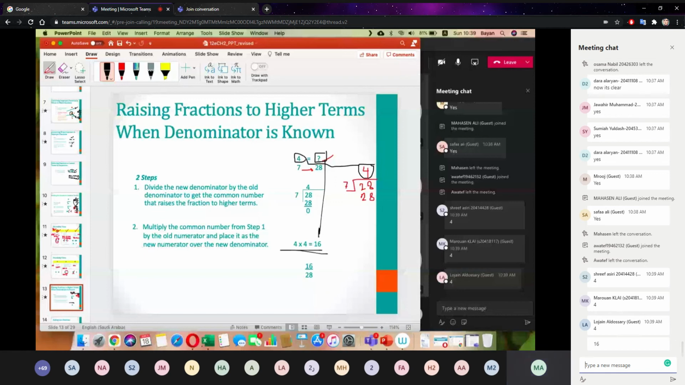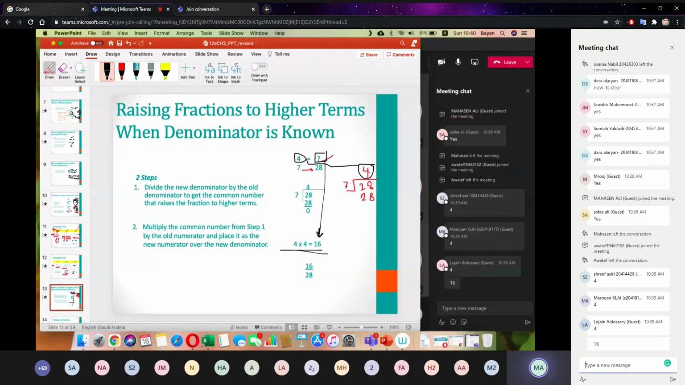Clear? We divide 28 by 7 and find that the value multiplied by 7 that gives 28 is number 4. So we multiply 4 by 7, it gives 28. So this 4, the answer, we multiply it by 4 in the numerator, and it gives the missing value here, which is 16. So the value here is 16 over 28.